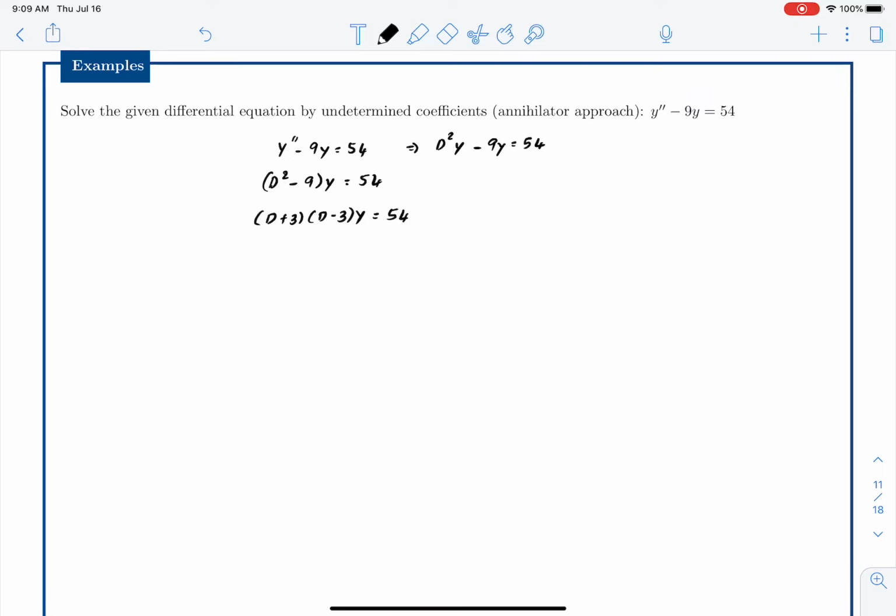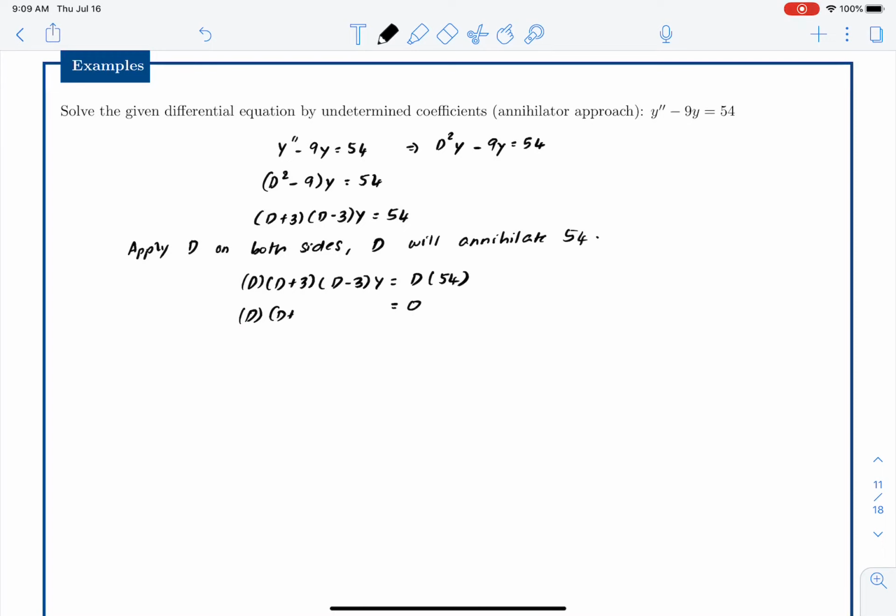And what would annihilate 54? So if I apply d on both sides, d will annihilate 54 because it is a constant. So I have d times d plus 3 times d minus 3 y equals d of 54. That would simply be 0, and d plus 3 and d minus 3 y.